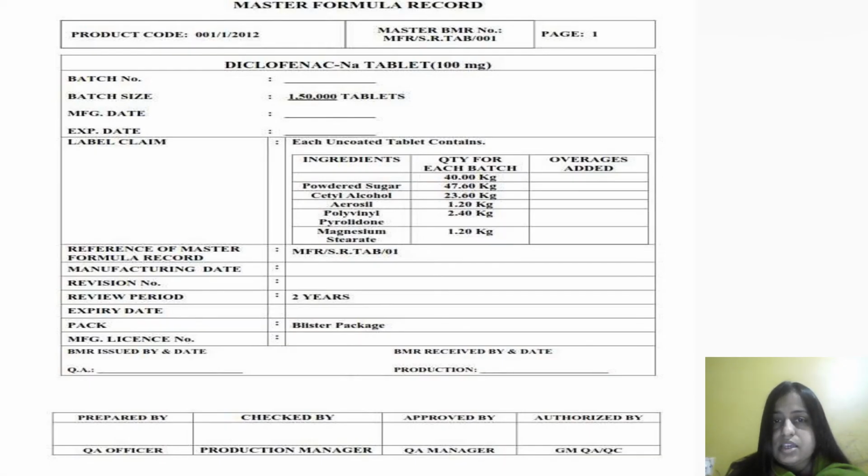So this is the one sheet format for the master formula record.